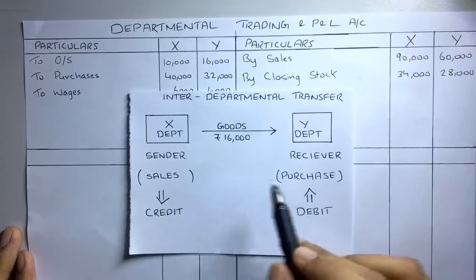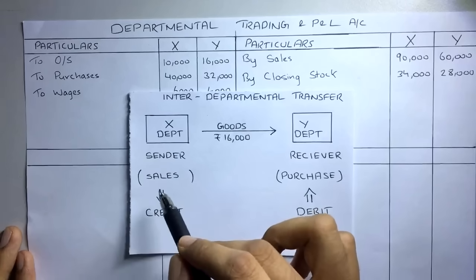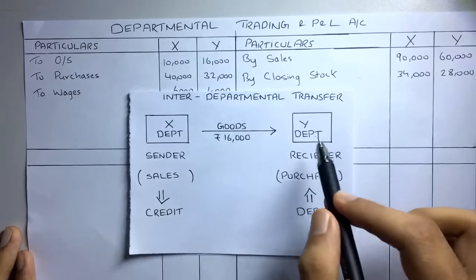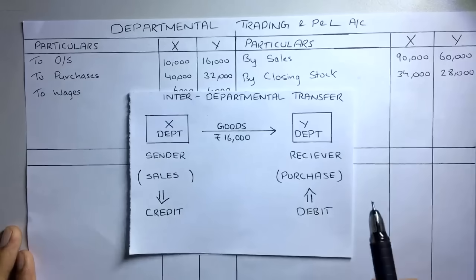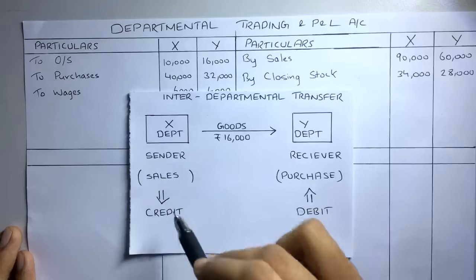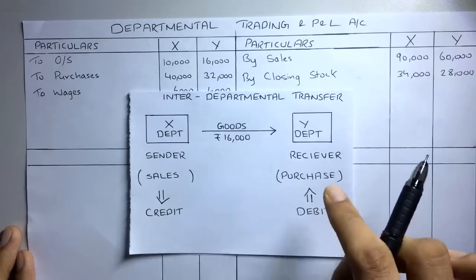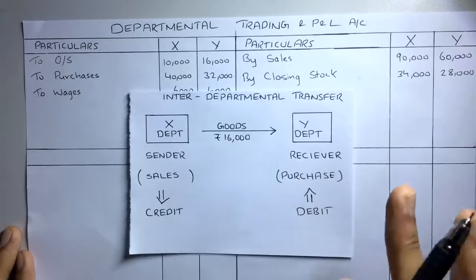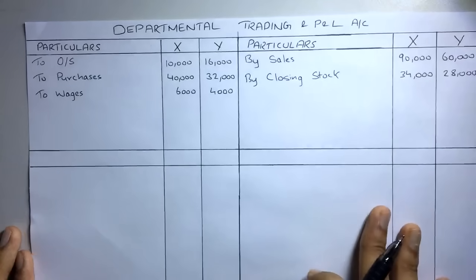So the X department will be credited, because it's like sales to the X department, and it is like purchase to the Y department, so it will be debited. Y department will be debited and X department will be credited. Simple, right? Sales are always credited, purchase is always debited. That's the basic thing about interdepartmental transfer. You will take this into the trading account.